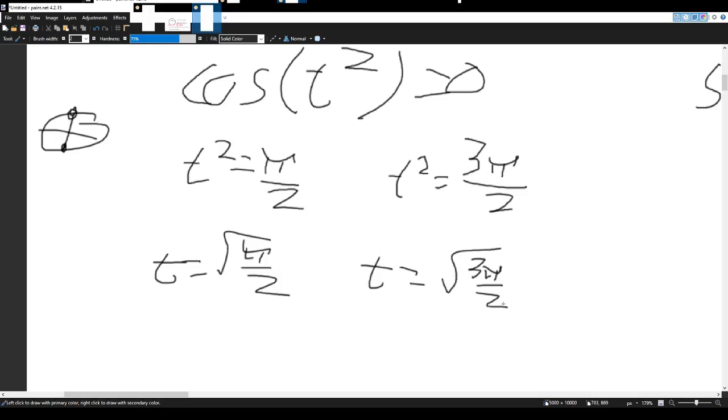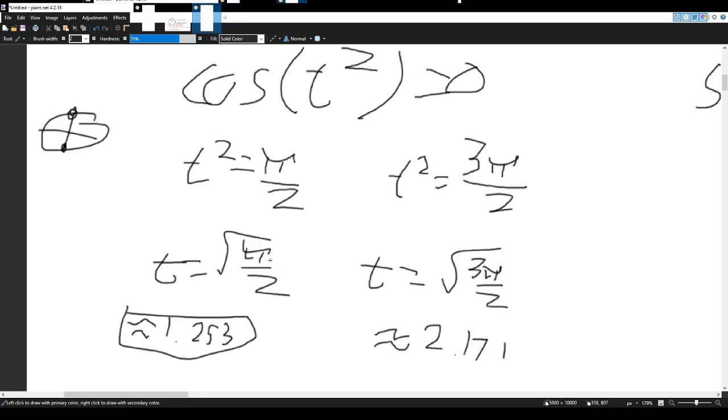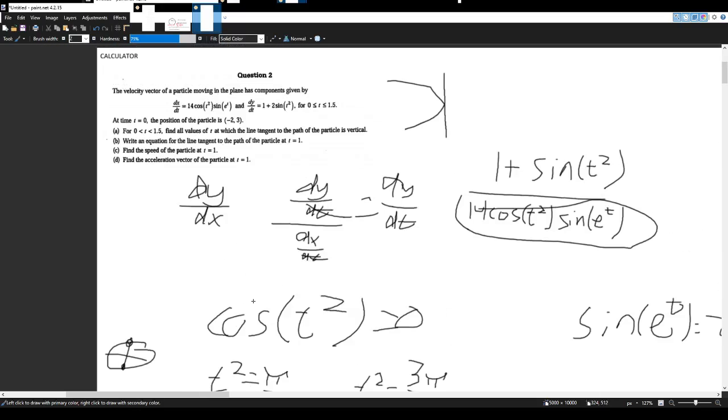Now, let's see if any of these are usable. I'm on my calculator right now, breaking the fourth wall. Root pi over 2 is approximately 1.253, and root 3 pi over 2 is approximately 2.171. That is greater than 1.5, so only the first is usable. So t has to equal root pi over 2.